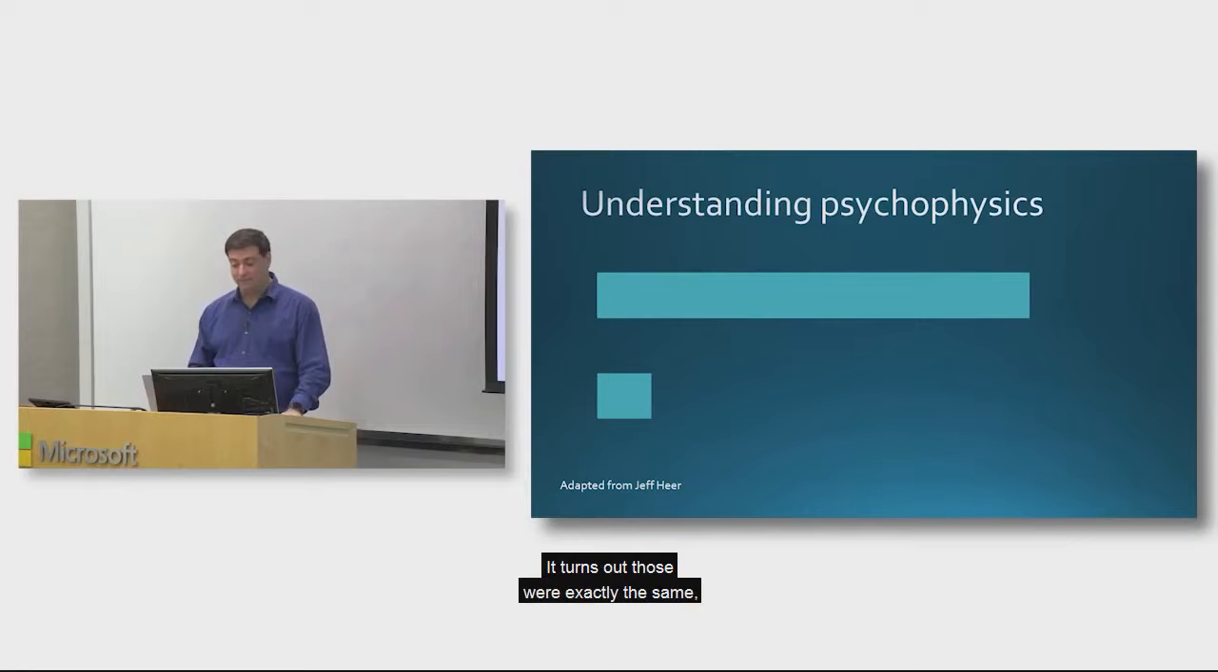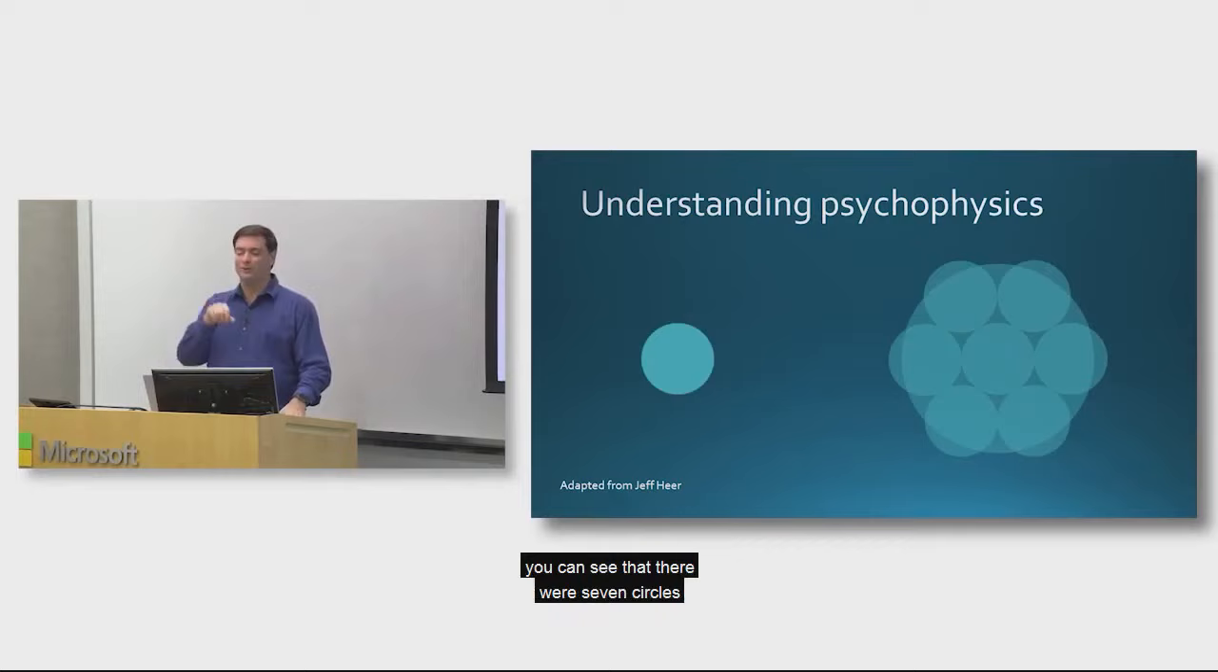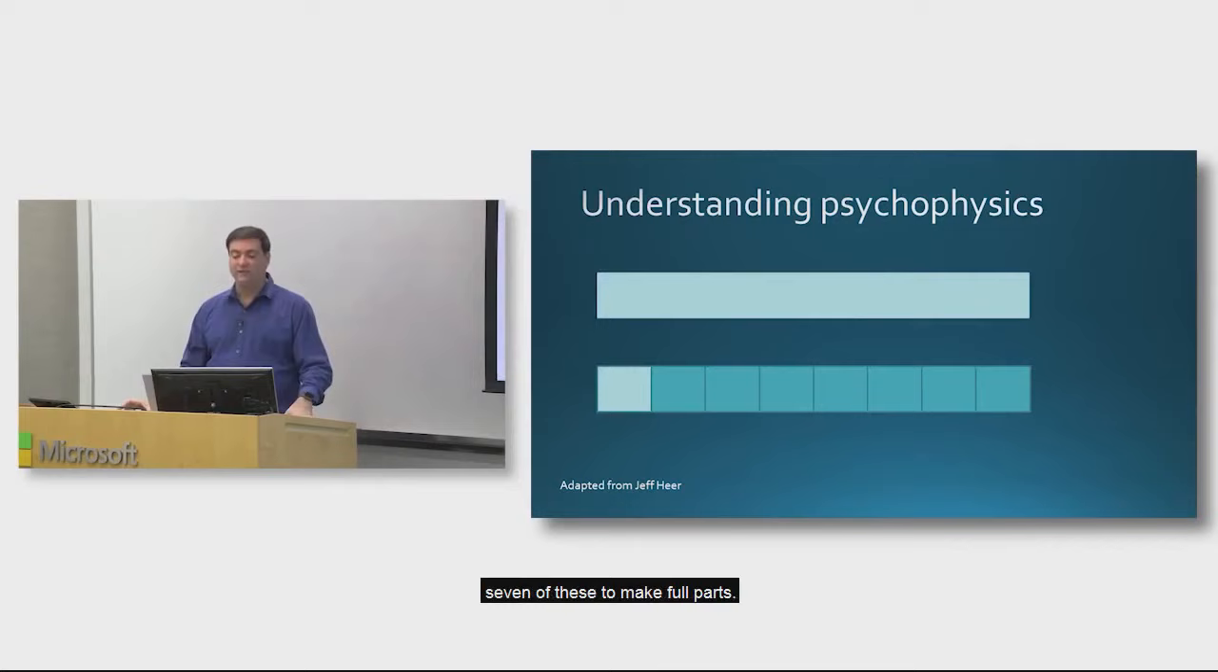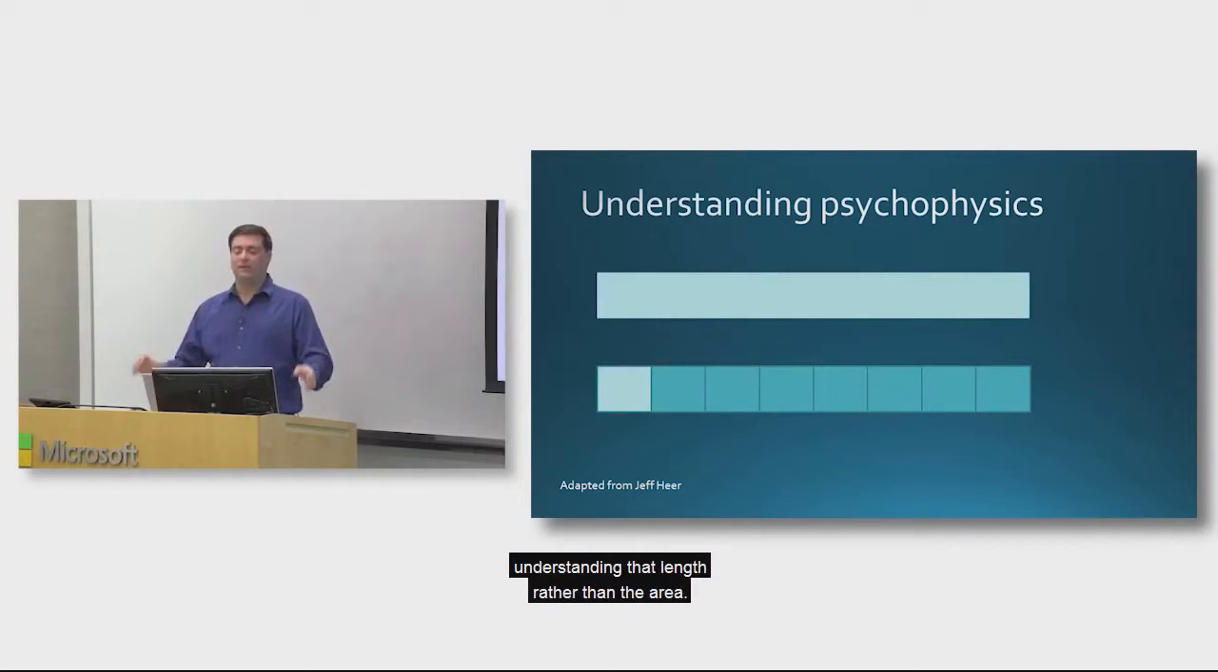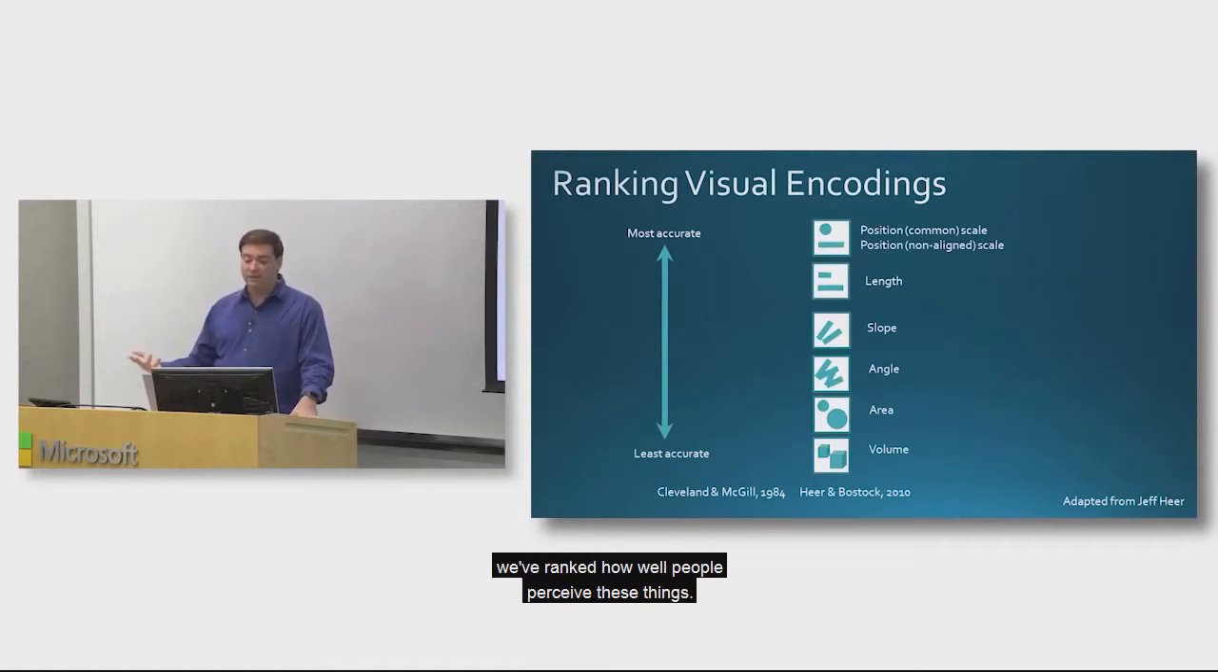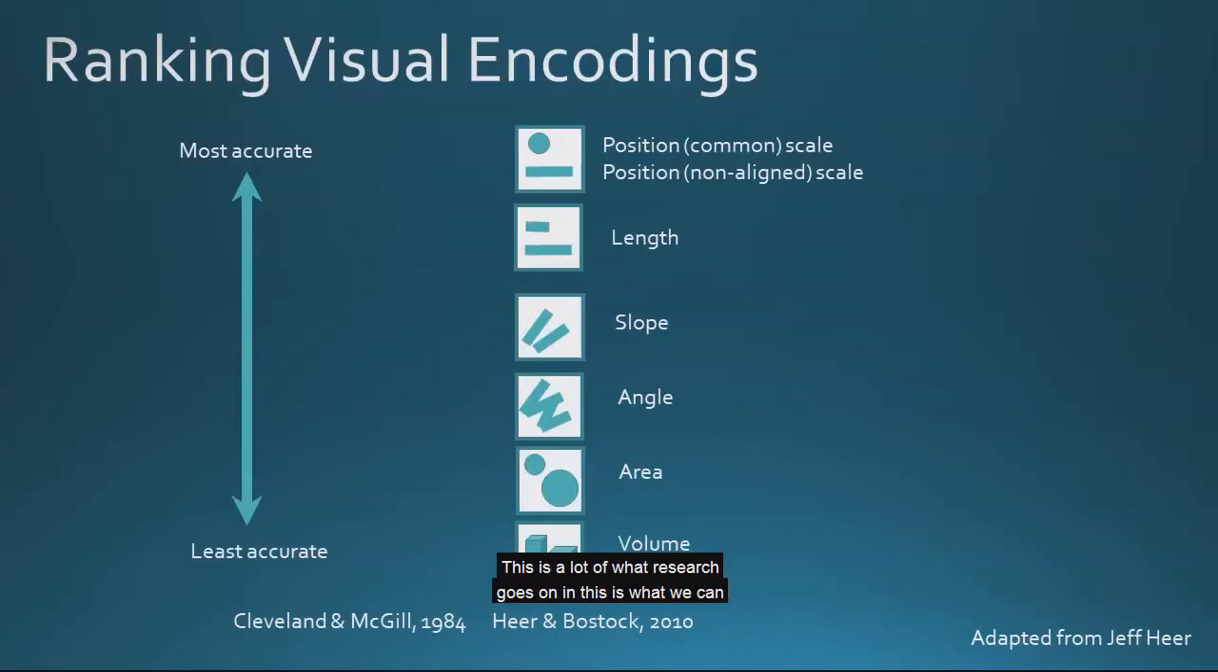If we look at it this way, you can see that there were 7 circles that make up that small circle. And for this, again, 7 of these make up those small ones. But people do much better at understanding length rather than area. In fact, there have been studies where we've ranked how well people perceive these things. This is a lot of what research goes on in this: we're much more accurate at judging positions or lengths than slopes, and volumes are really tough for us to judge. These experiments help us understand how to encode information in ways that people can gain insights from.